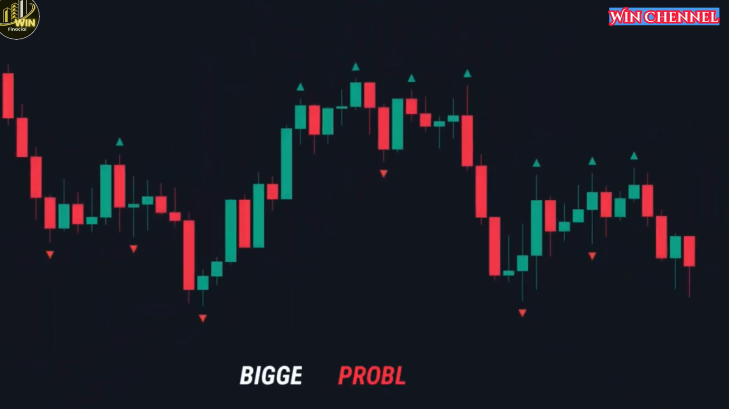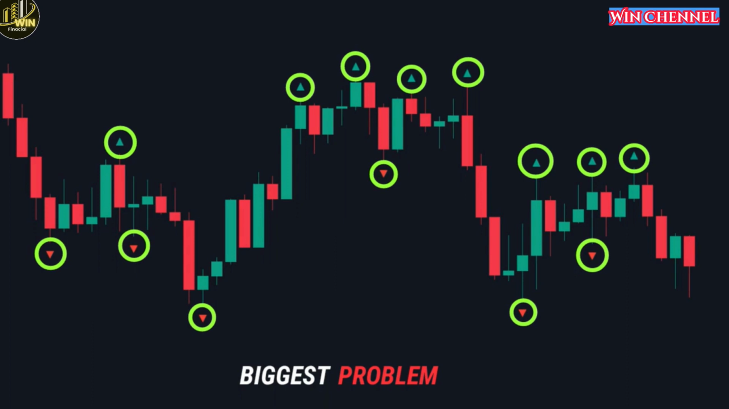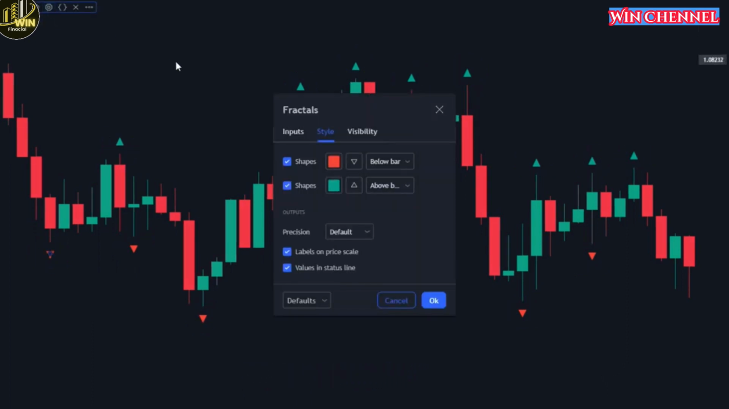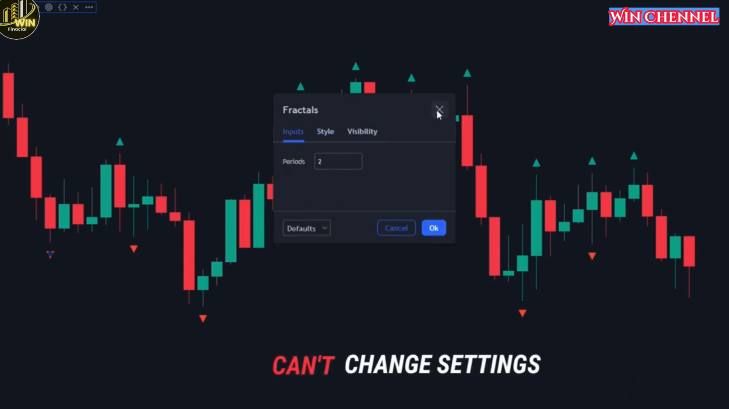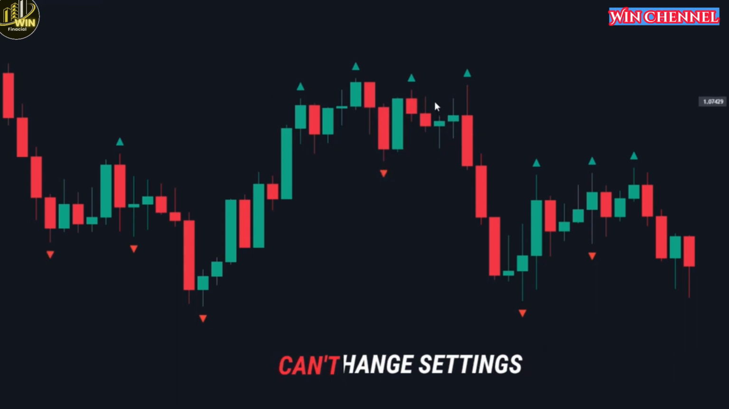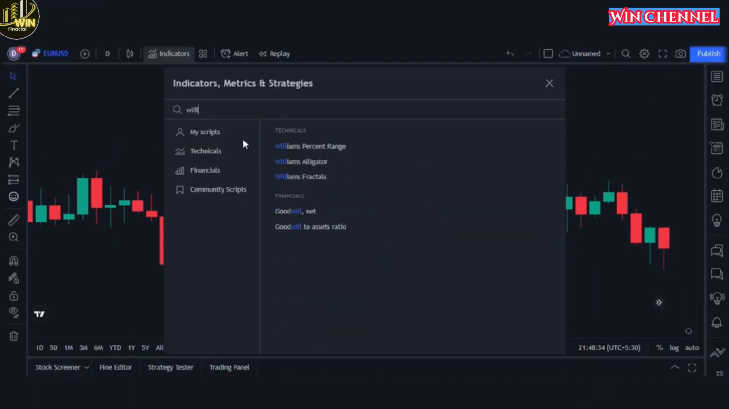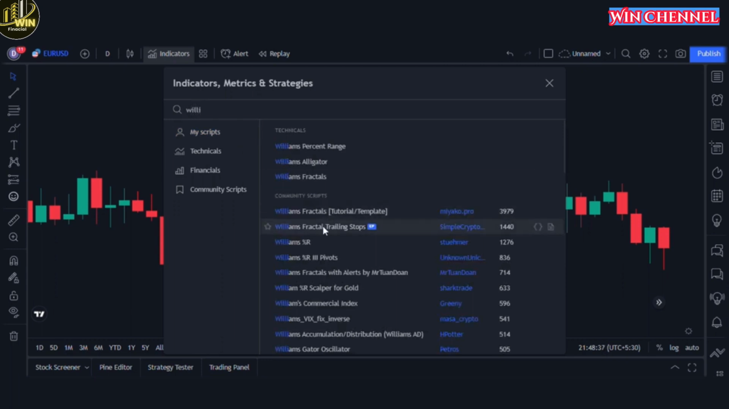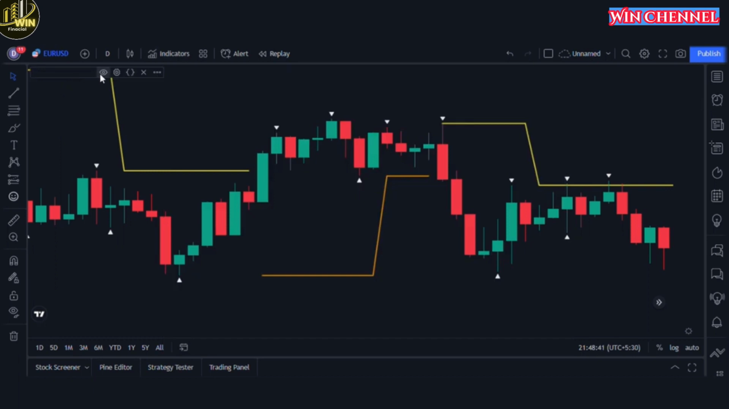Now the biggest problem with the fractal indicator is that it is giving too many signals, which makes it confusing and hard to trade. And if you're using the built-in version of the Williams Fractal on TradingView, you cannot change any of the settings. So instead I suggest using this one. It is called Williams Trailing Stop Loss by Simple Crypto. And the reason I chose this version is because you can actually change the settings.